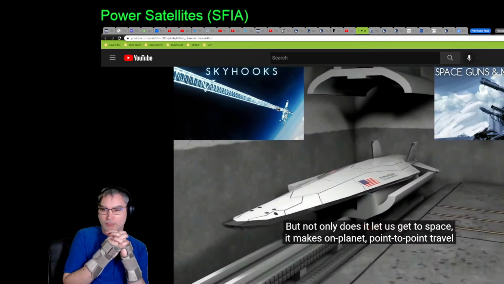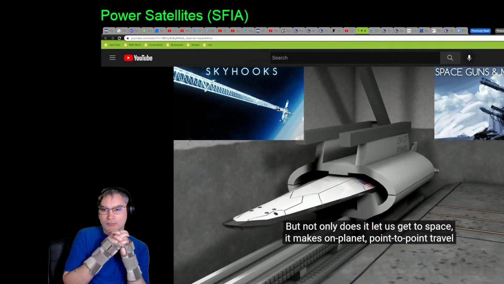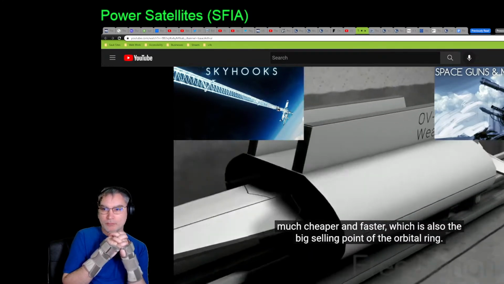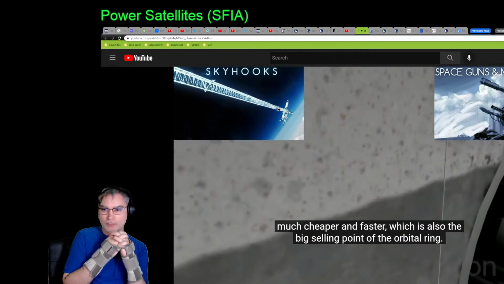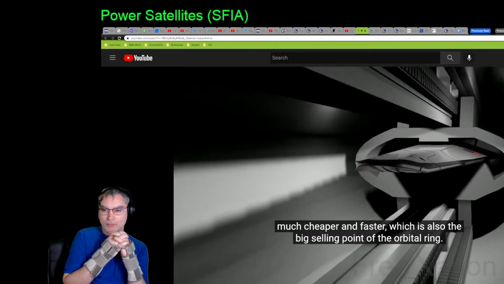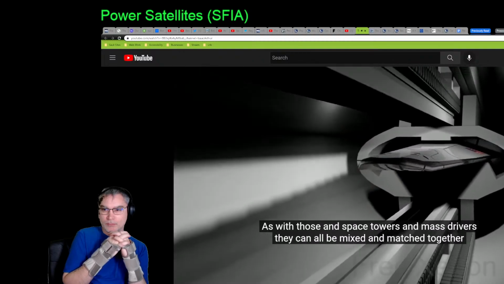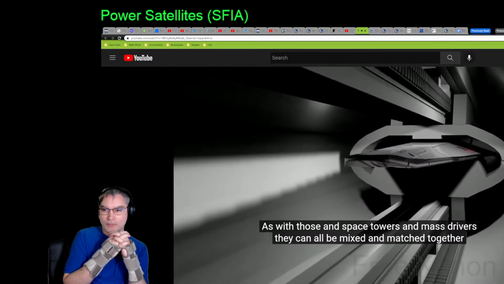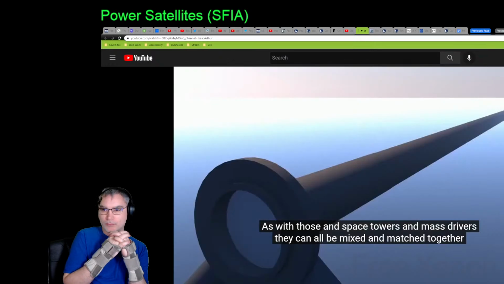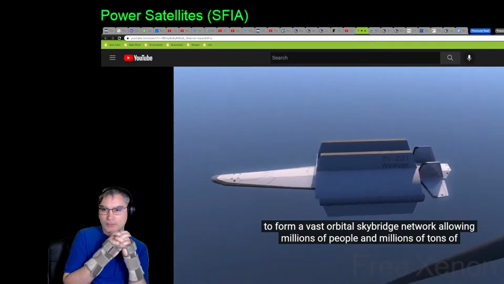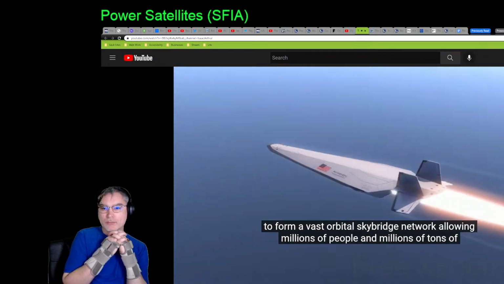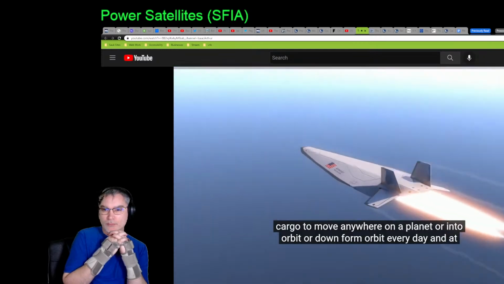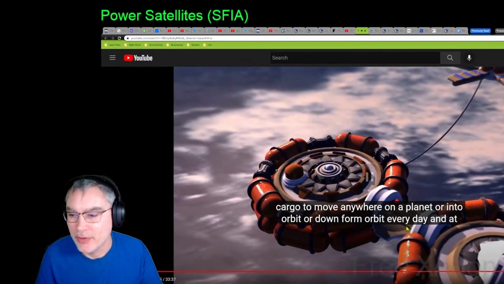But not only does it let us get to space, it makes on-planet point-to-point travel much cheaper and faster, which is also the big selling point of the orbital ring. As with those and space towers and mass drivers, they can all be mixed and matched together to form a vast orbital skybridge network, allowing millions of people and millions of tons of cargo to move anywhere on a planet.